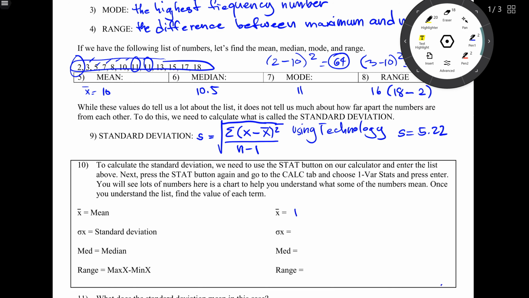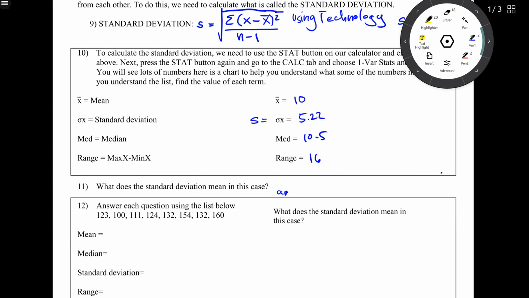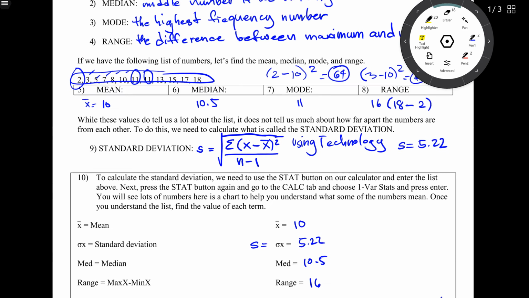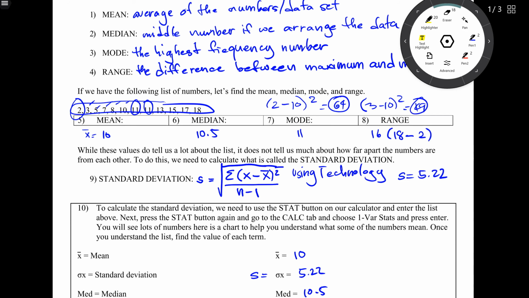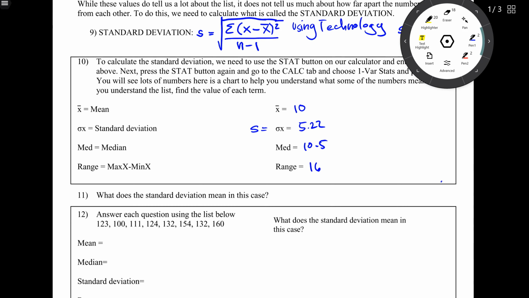Then we just repeat it right here. The mean is 10. The standard deviation, also designated as S, is 5.22. The median is 10.5, and the range is 16. Now, what is the meaning of the standard deviation? It means that all these points are on average 5.22 units away from the mean. Let's write that.